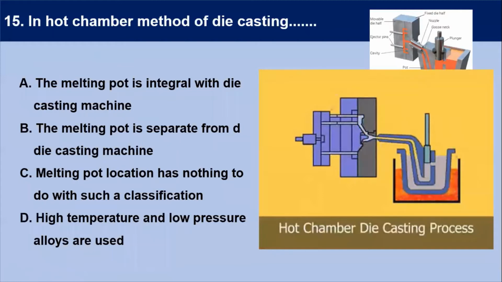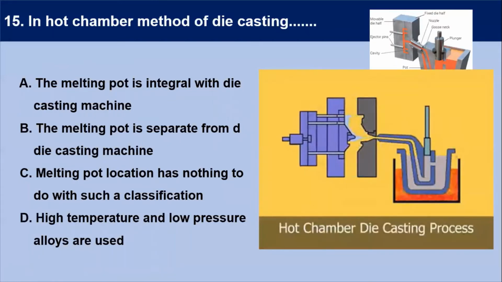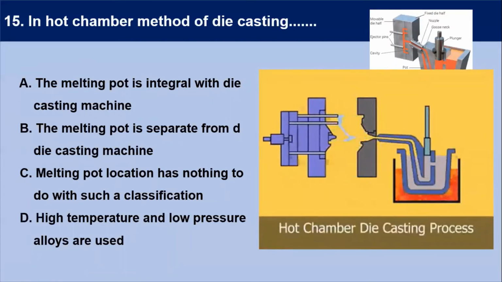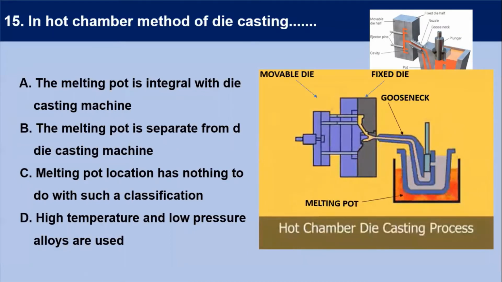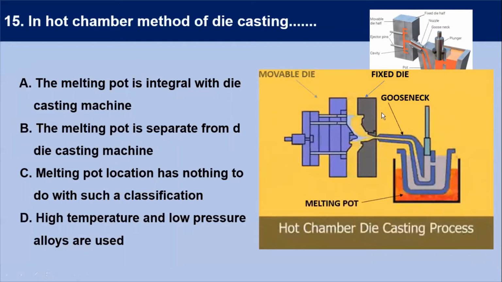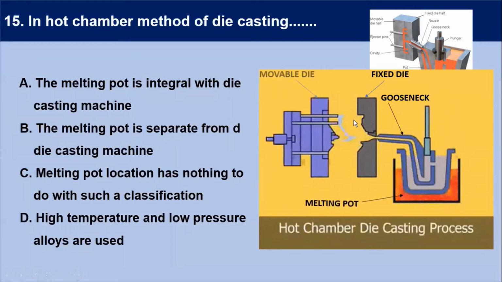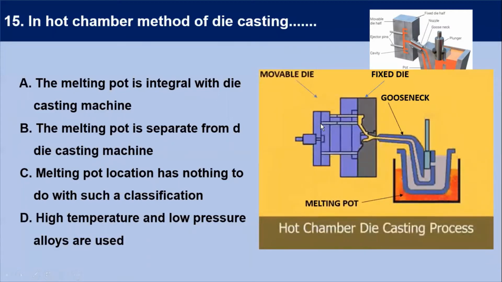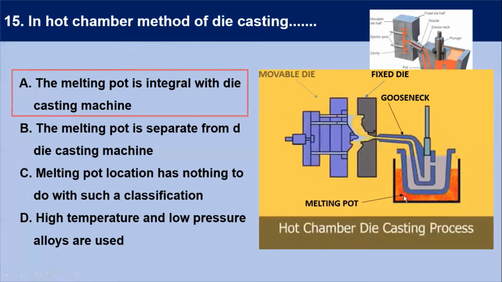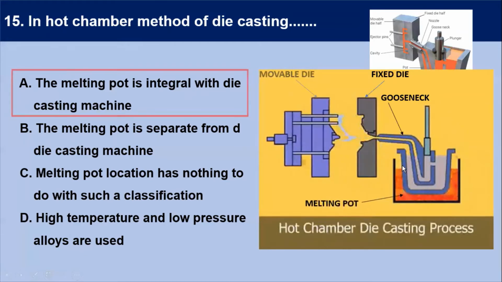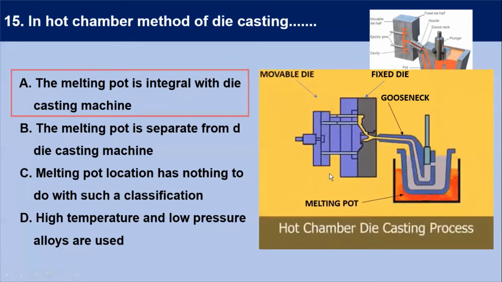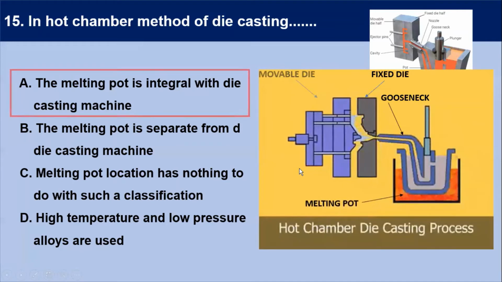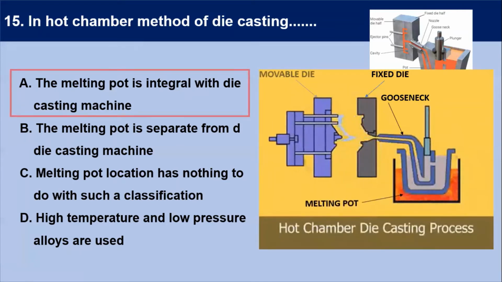In the hot chamber method of die casting, the melting pot is integral with the die casting machine, connected with the help of a goose neck, and that's why our answer is A. Even you can see here, this is a melting pot which is integral with this die casting machine with the help of the goose neck, and that's why our answer is A. Next question.